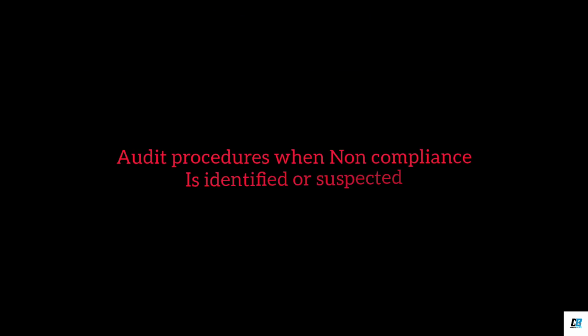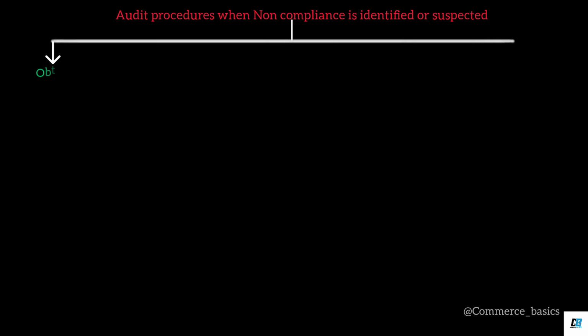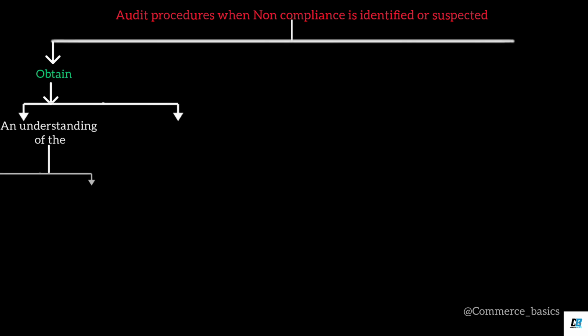Now let's understand what audit procedures the auditor has to perform when non-compliance is identified or suspected. The first thing the auditor has to do is obtain an understanding of the nature of the non-compliance, and the second thing is the circumstances in which it occurred. The auditor has to understand these two things.